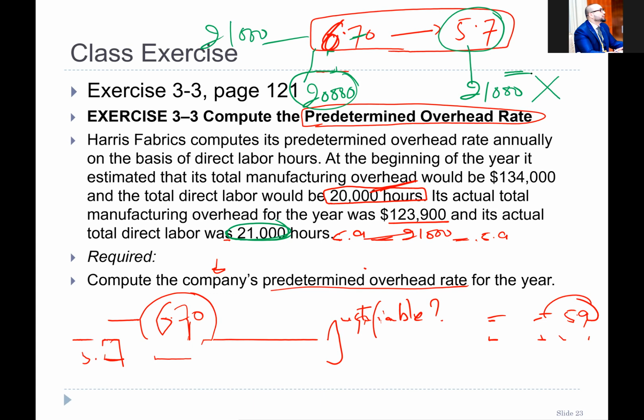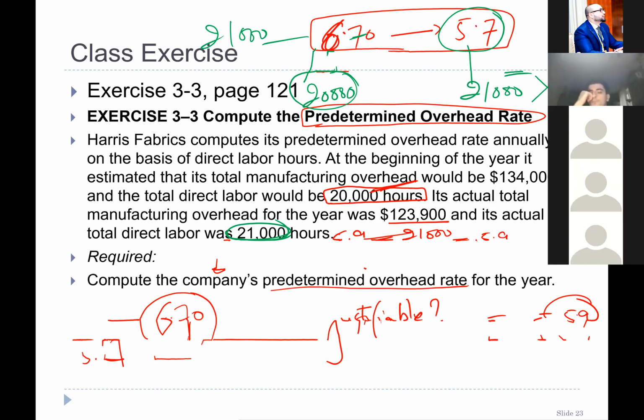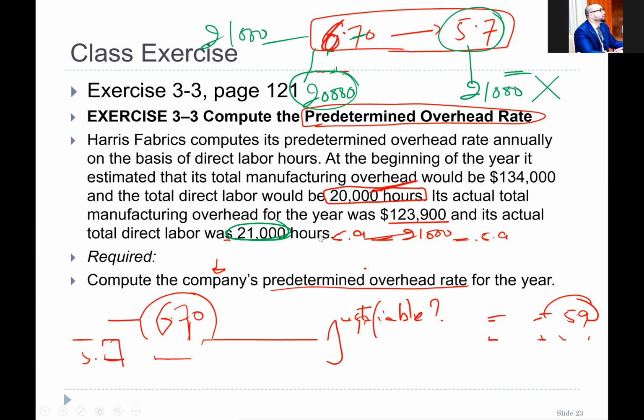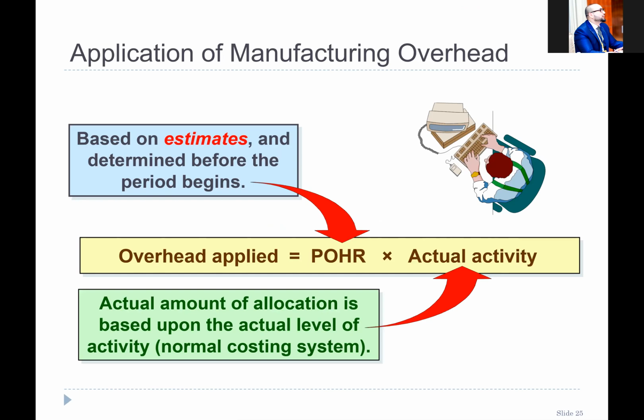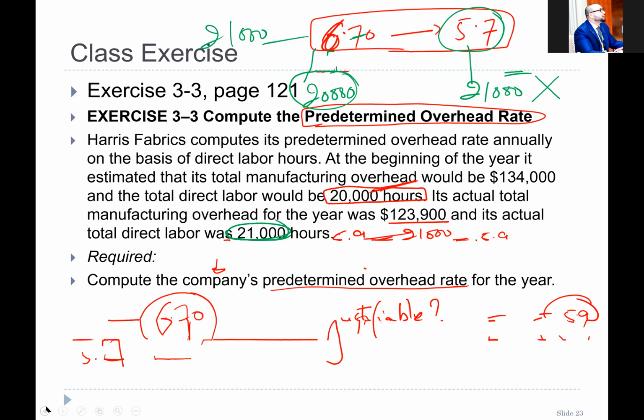Understand? Right? So it means in this case, we are not comparing apples to apples. We are comparing 20,000 with 21,000, which is not possible. So let's talk about how we can fix this problem. We need to find out the estimated amount based on actual. What would be our estimation if we base our analysis on 21,000 rather than this 20,000? What will be our POHR, or our amount, based on 21,000 rather than 20,000?